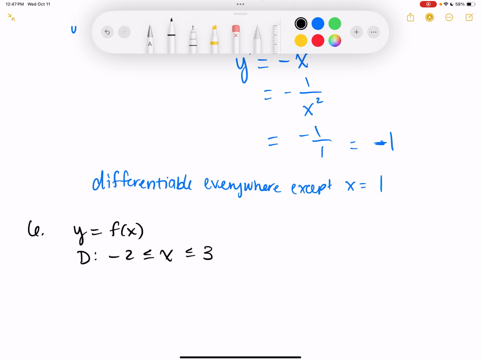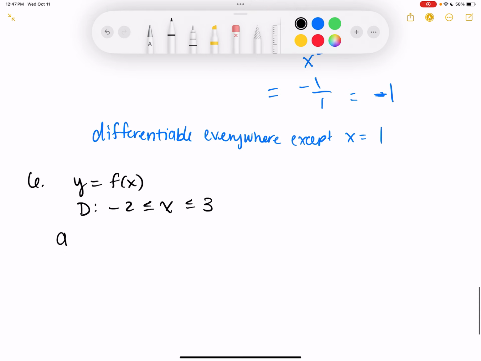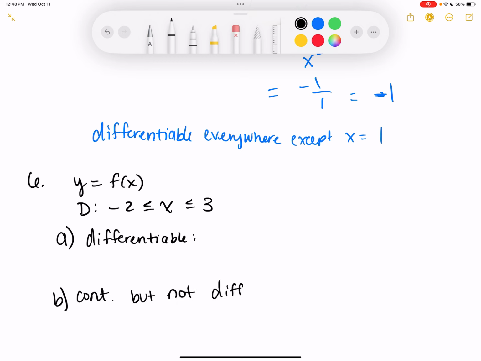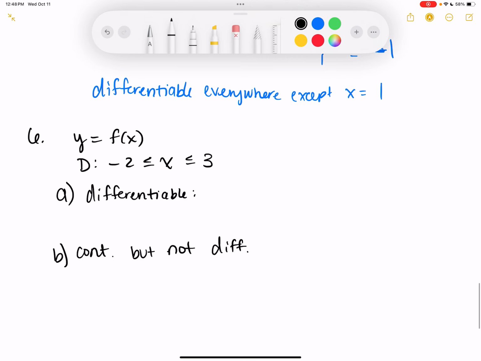It's asking us for where is it differentiable. So here, I'll write it down. And then it's asking us for where it is continuous but not differentiable. And then it's asking us for neither continuous nor differentiable.